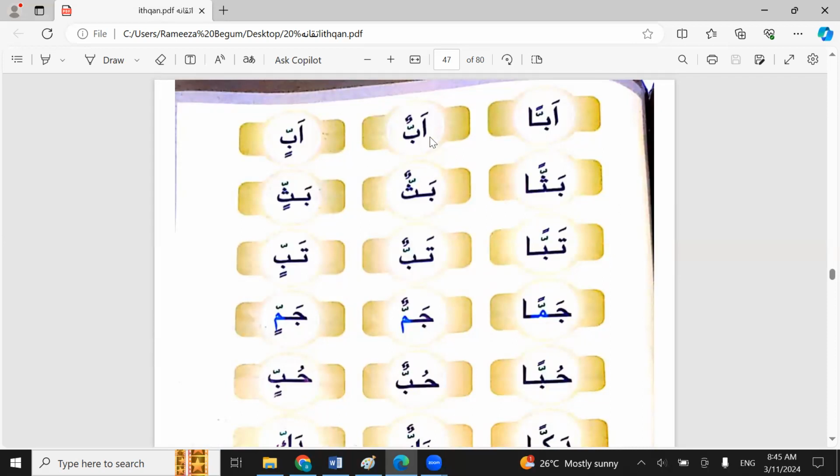Abban, abbun, abbin, bassan, bassun, bassin, tabban, tabbun, tabbin, jamman, jammun, jammin. You may have the doubt why this is colored with meem.